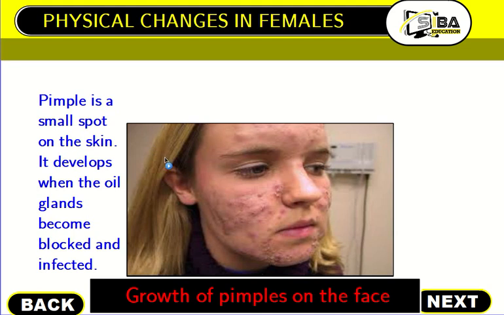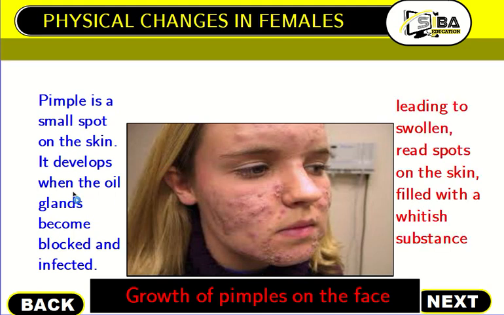It develops when the oil glands become blocked and then infected, and then it leads to swollen red spots on the skin filled with the whitish substance. We said this earlier when we were looking at the physical changes in males.